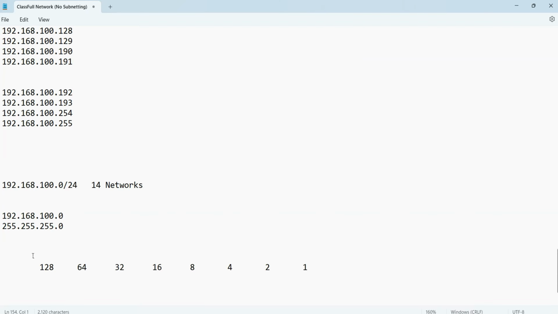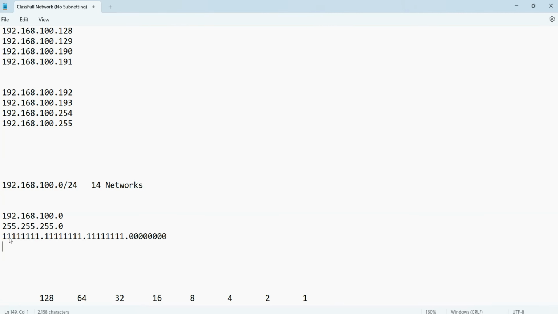So if I want to get 14 networks, how many bits do I have to borrow from the last octet, which is the host portion, right? Remember, we cannot mess around with the first 3 octets. So I'm going to say the following. This is 1, 2, 3, 4, 5, 6, 7, 8, for each of the first three octets, and then 8 zeros. Now, I'm going to say 2 to the power of what is equal or greater than 14 networks, right?